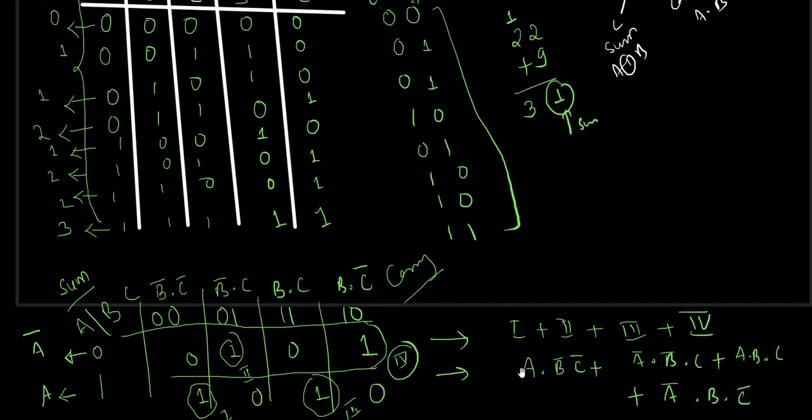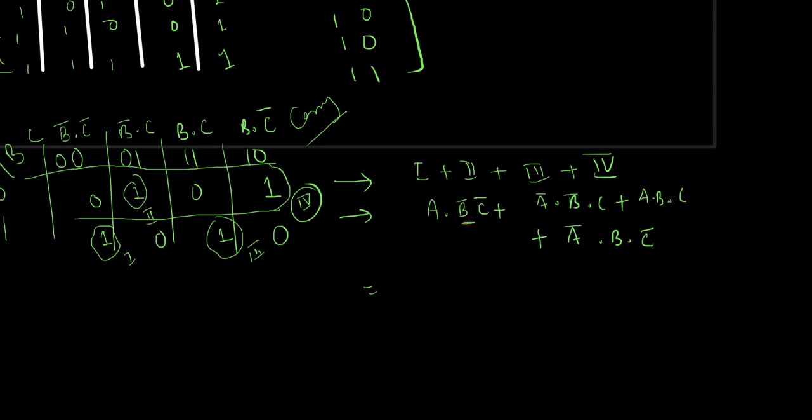So if I simplify the result, I will be obtaining B bar as common, so I will be writing B bar times A C bar plus A bar C, plus similarly, writing B common, I will be getting A C plus A bar C bar.